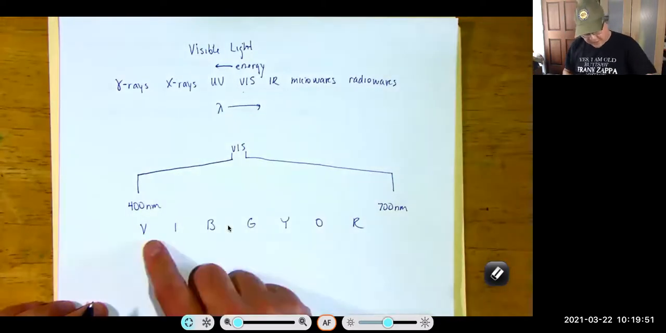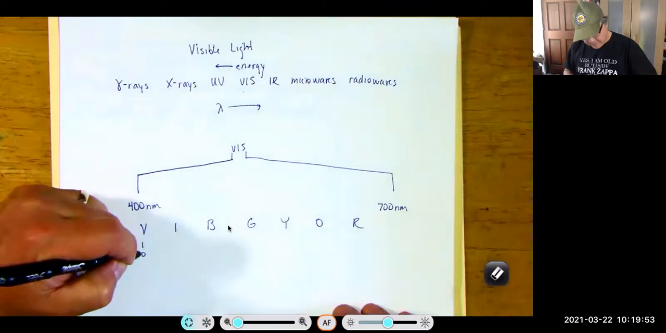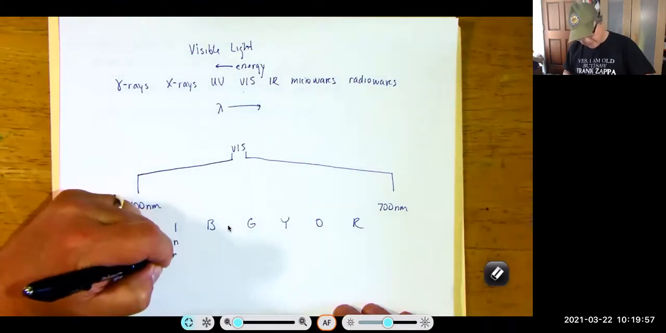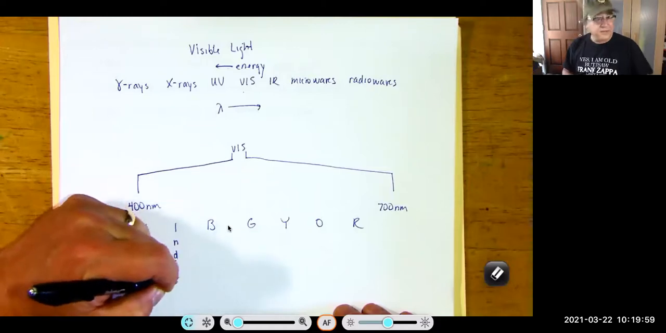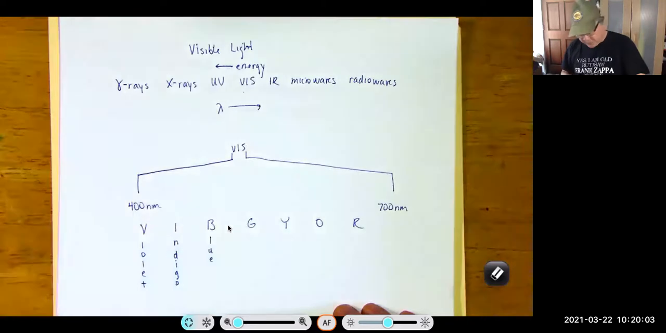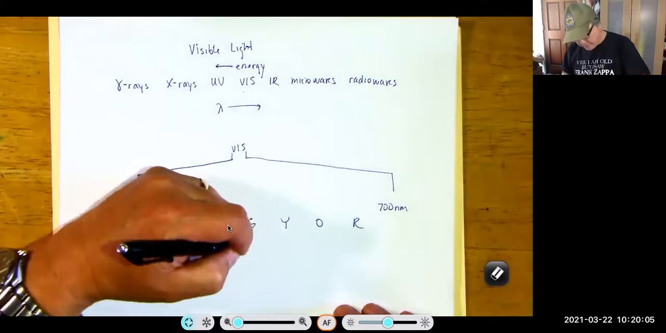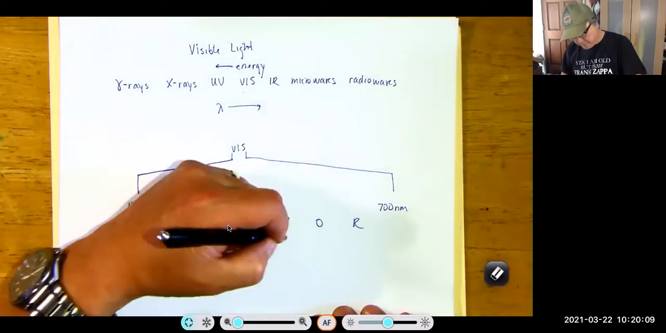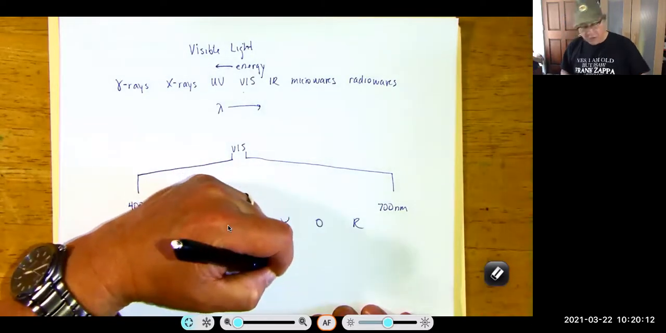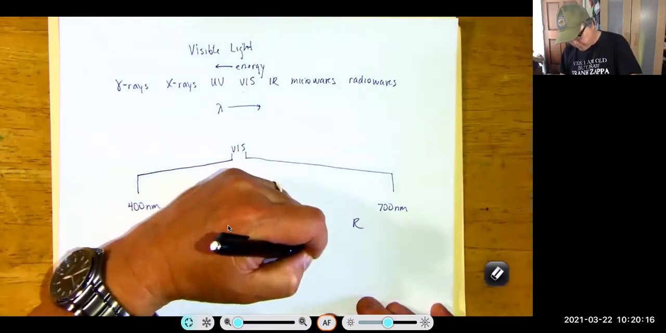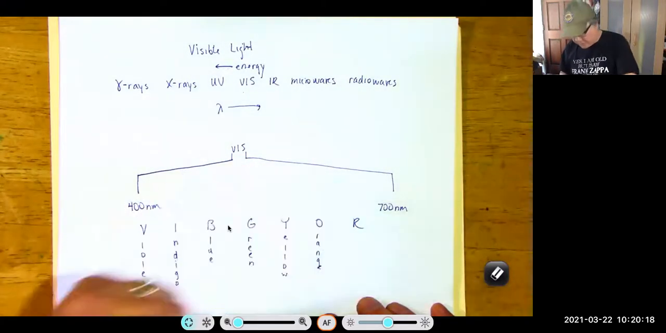V stands for violet. I stands for indigo. B stands for blue. G stands for green. Y stands for yellow. O stands for orange. And R stands for red.